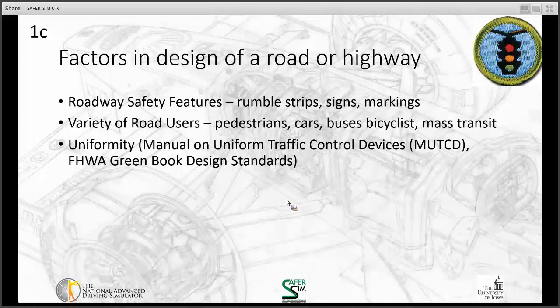The Manual on Uniform Traffic Control Devices specifies how things should work in the U.S., so that when you drive from Iowa to Illinois or from Arizona to California, how the roads are marked is very similar, and you don't have confusion between those environments.